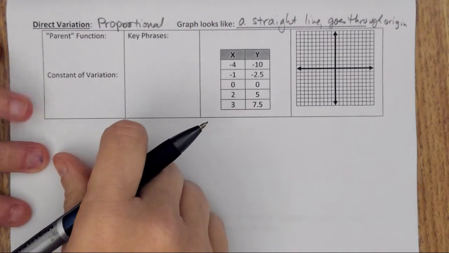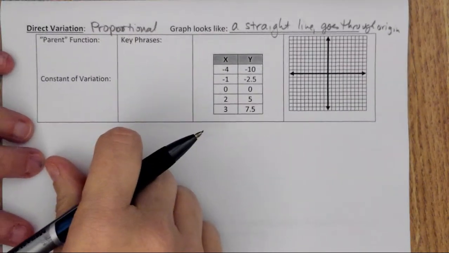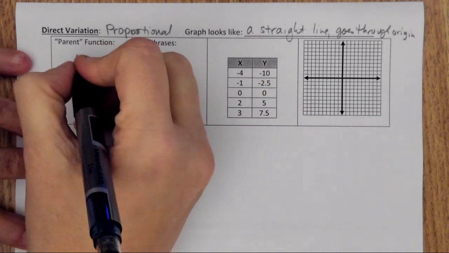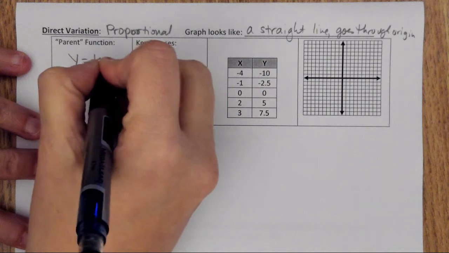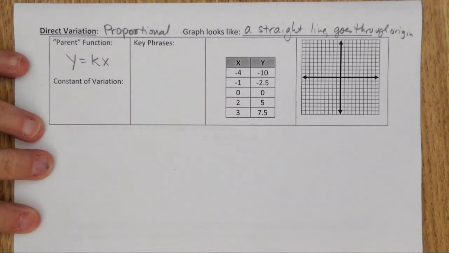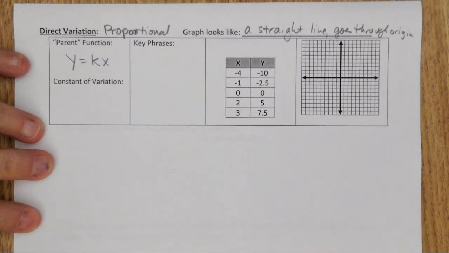Okay, now the parent function, it doesn't necessarily have a parent function, but it does have a generic function. We can kind of call it the parent function. It's y equals kx. It's like the y equals mx plus b without the plus b. So it's kind of like y equals mx.